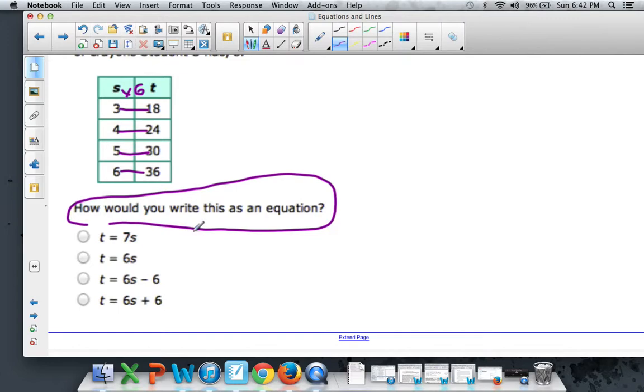Which one of them has S being multiplied by 6? Well, take a look. There's minus 6. Nope. Plus 6. Nope. There's times 7. But we're not talking about times 7. We're talking about times 6. So there's the one right there.